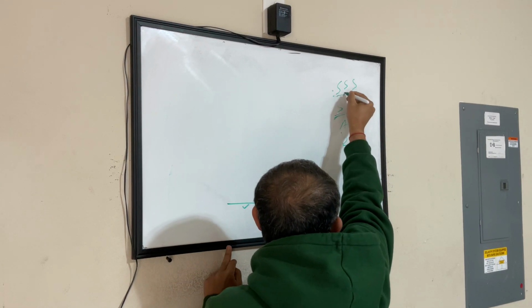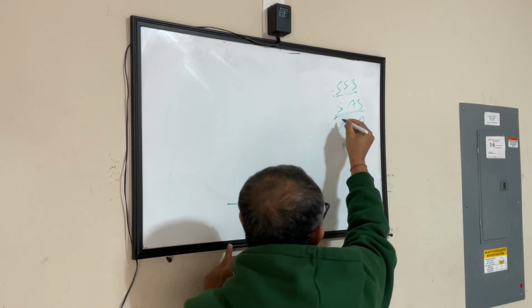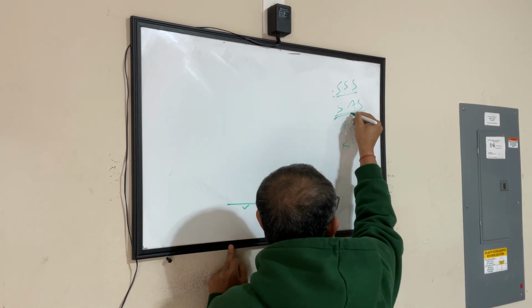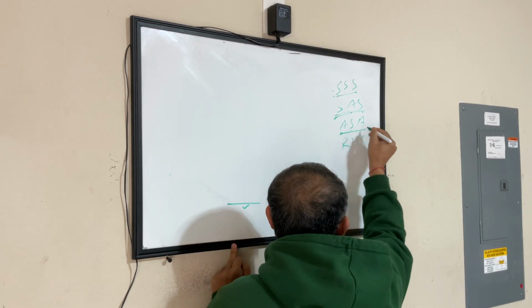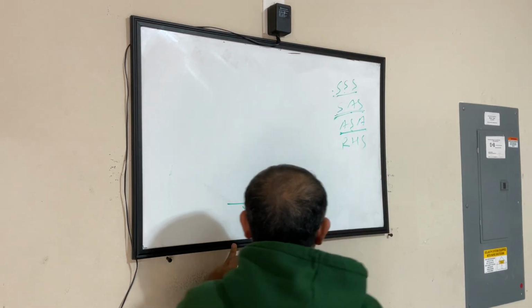So here we saw 3 sides matching, they are congruent. Here we saw 2 sides and the angle between them matching, they are congruent. This is the third scenario where we are talking about 2 angles matching and the side between them matching.